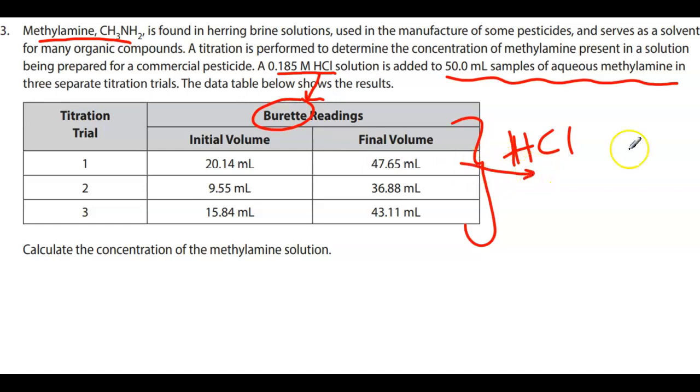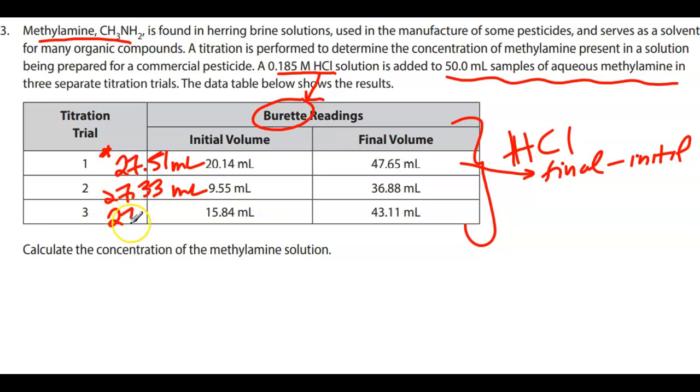To figure out the total difference, you do your final minus the initial, right? For this first one, I'm just going to write it beside it over here, just because I wrote all over that. So you would do 47.65 minus 20.14, which would be a volume of 27.51 mL. 36.88 minus 9.55 is 27.33 mL. 43.11 minus 15.84 is 27.27 mL.